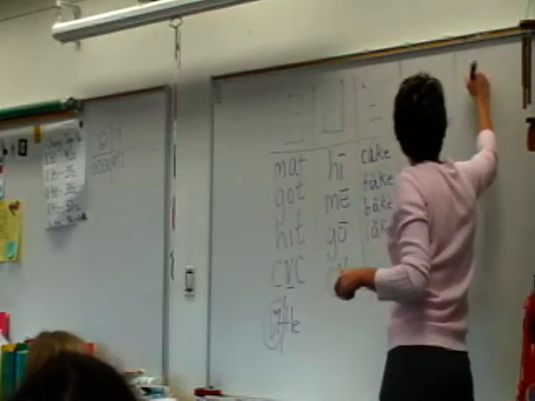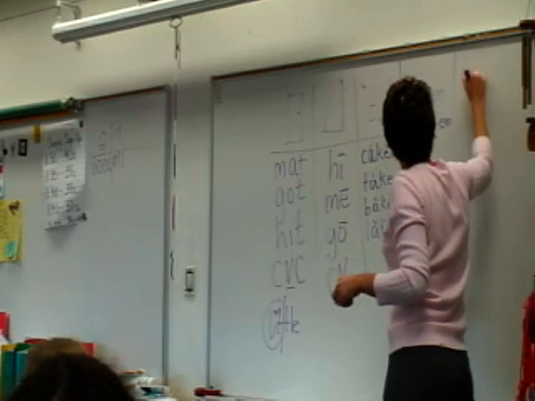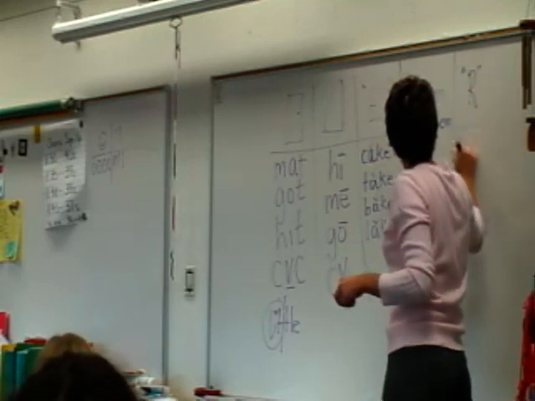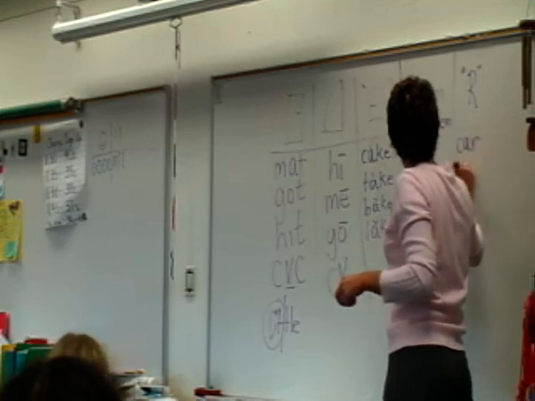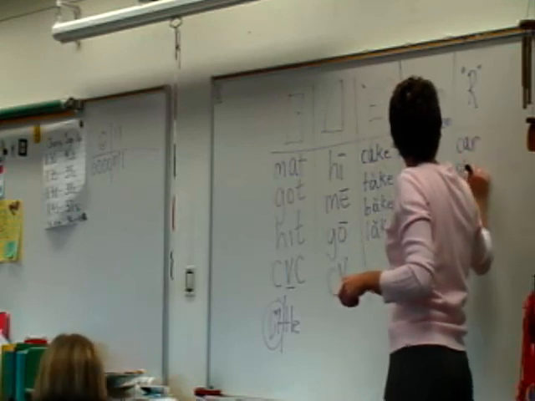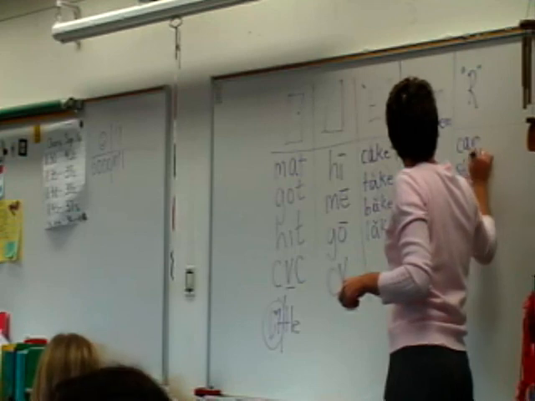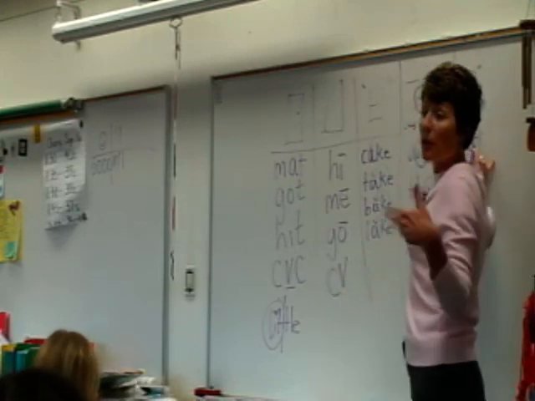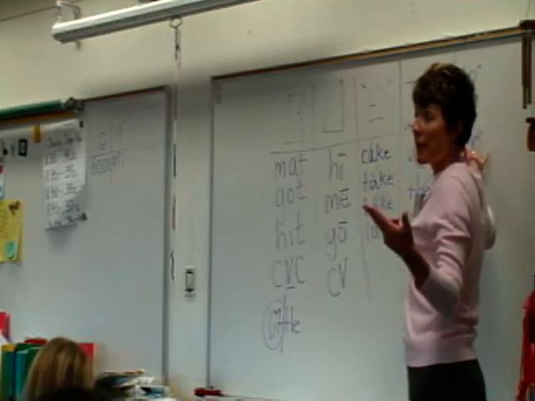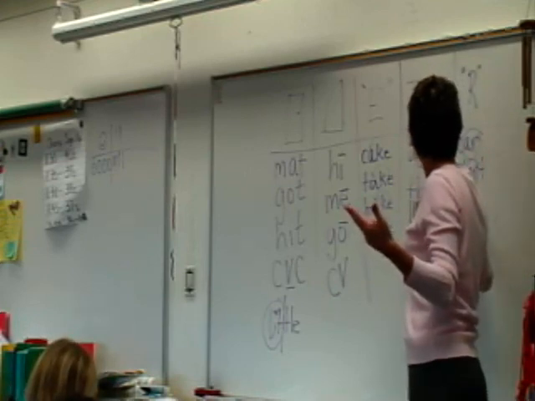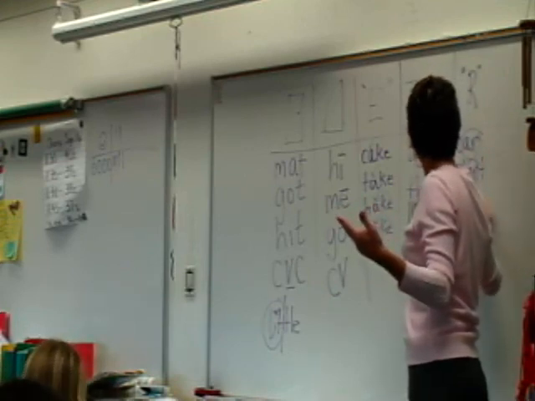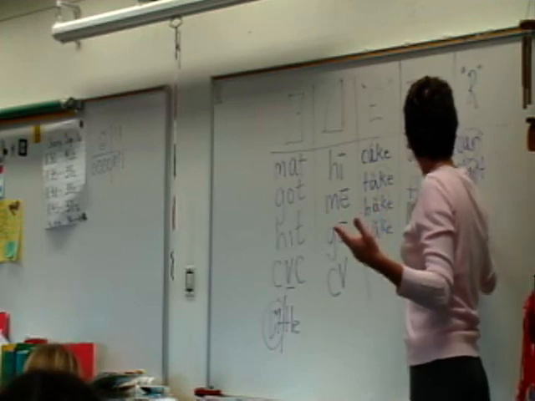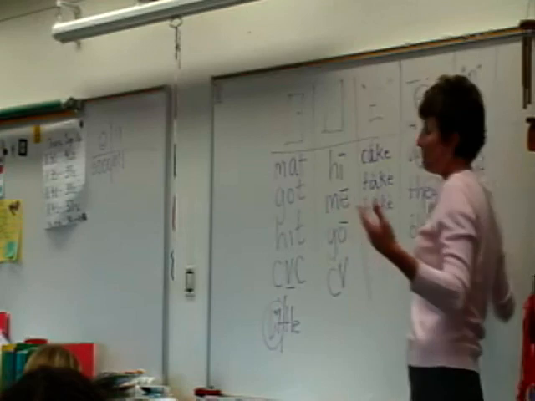Okay, so we have teams. Okay, we also have what they call R controlled. Okay, and that's in words like car, start, and that's because that R is working with the vowel to make a certain sound, like bird, fort. Those are all R controlled.